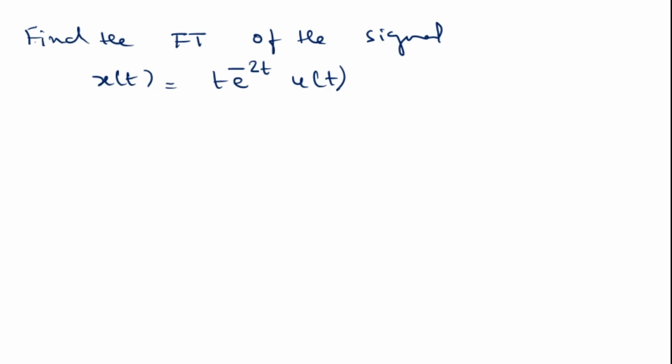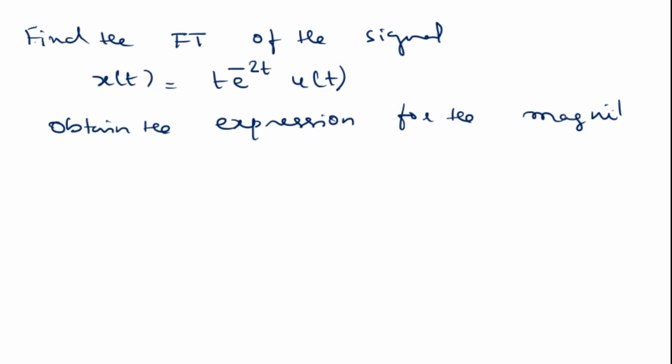Find the Fourier transform of the signal x of t is equal to t into e power minus 2t into u of t. Obtain the expression for the magnitude and phase spectra.